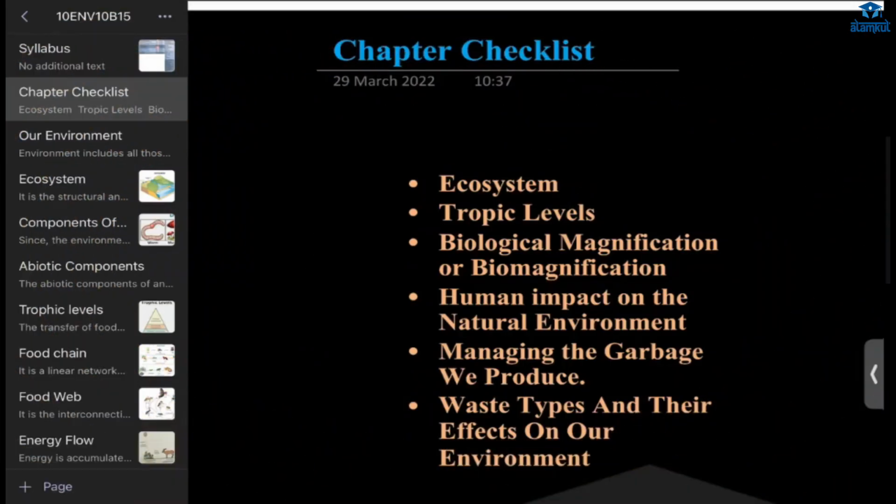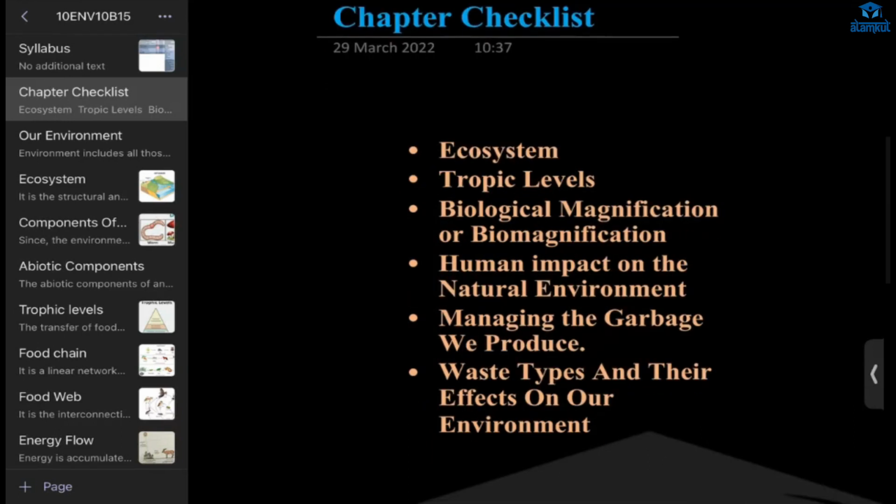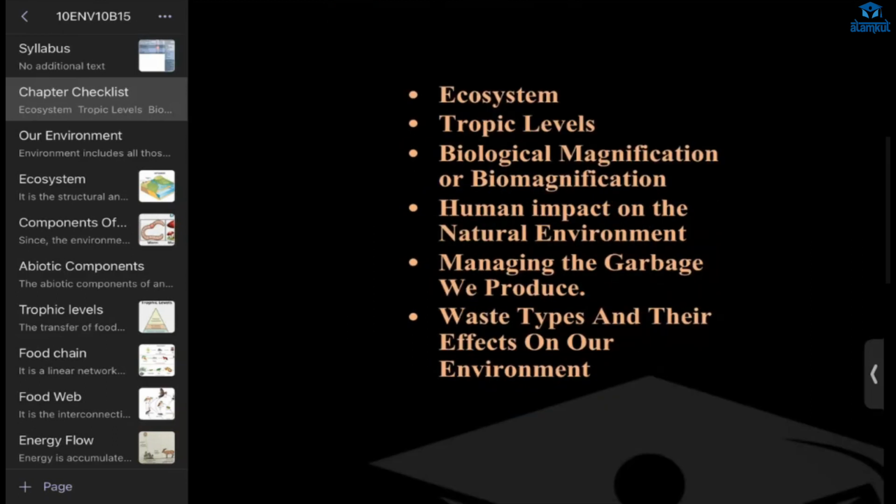So this chapter, our environment, will be our last chapter. In this, we are going to learn about ecosystem, then trophic level. Inside ecosystem, we'll learn about types and its components. Next, in trophic levels, we'll learn about food chain, food web, energy flow, then biological magnification.